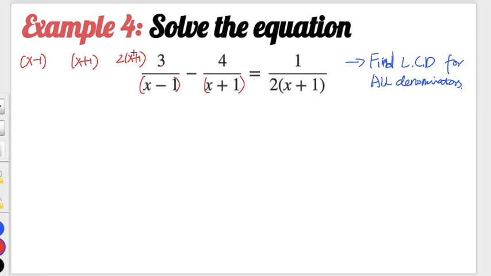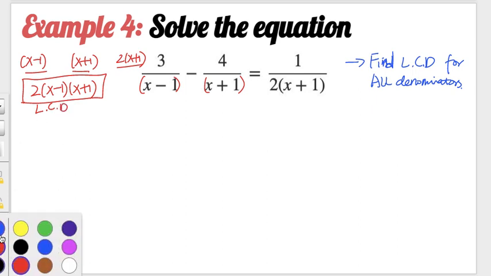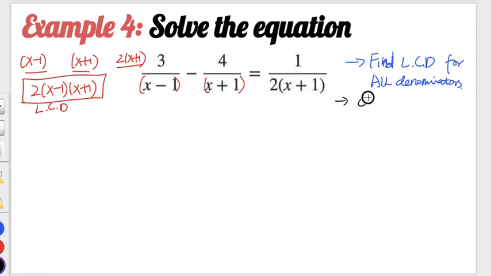Remember, when we work on the LCD, you want to find an LCD that covers all the components you see, each part. So you consider each one like a factor of your LCD. So I see x minus 1. I see another factor, x plus 1. For this one, I already have x plus 1, so I just need to add 2.